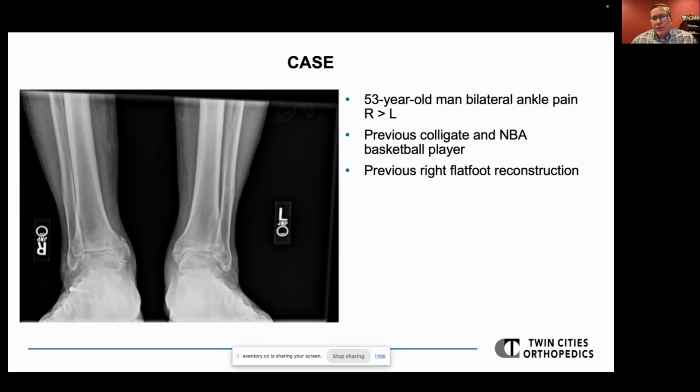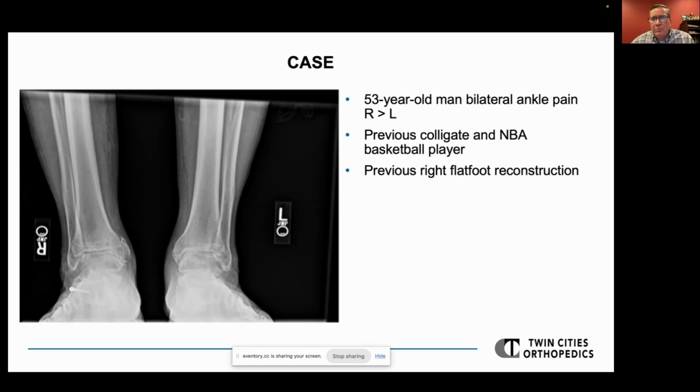Next case, this is a relatively young man, 53-year-old man, bilateral ankle pain, right greater than left, even though his x-rays look worse on the left. His right's more symptomatic. Previous collegiate NBA basketball player, and he was not a small shooting guard. He was a big guy who played down low, and he didn't get smaller when he retired from the NBA. So he was a very big man and had symptomatic ankle arthritis.